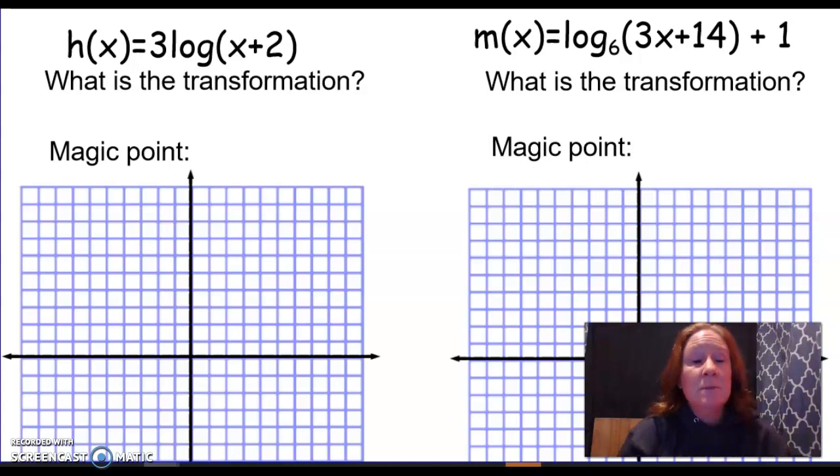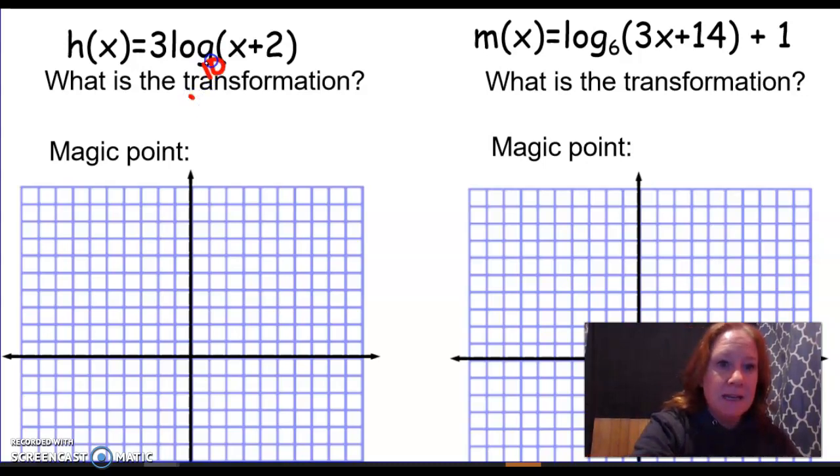Okay, now we're going to do some logs, but instead of just shifting them, there's going to be some stretches or compressions. So now look at this one. It says 3 log of x plus 2. So no base is shown, so what is your base?